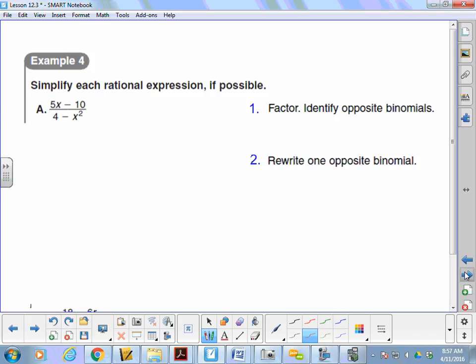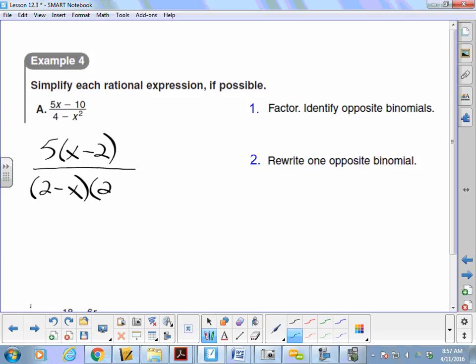The numerator, when I factor that, they have a 5 in common. So we take out the 5, and we have x minus 2. If we factor the denominator, this is the difference of two squares, but it's 2 minus x and 2 plus x.